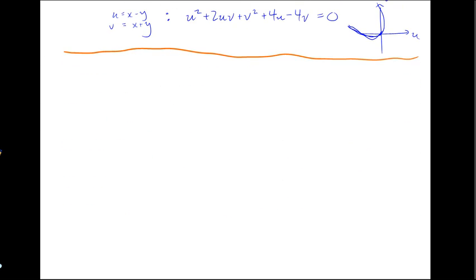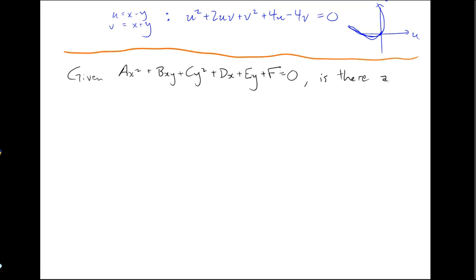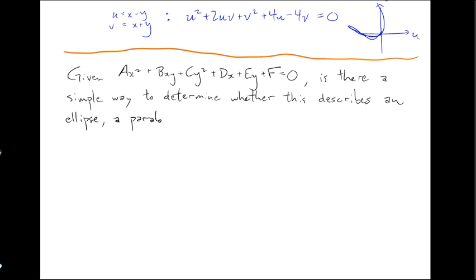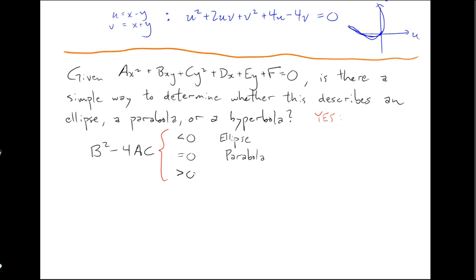Now finally, let's consider this basic equation of a conic section in the xy plane, with coefficients a, b, c, d, e, and f. Is there a simple way to determine whether an equation like this describes an ellipse, a parabola, or a hyperbola? It turns out there is. The quantity b squared minus 4ac. You compute it, and if it's less than 0, it's an ellipse. If it's equal to 0, it's a parabola. And if it's greater than 0, it's a hyperbola.